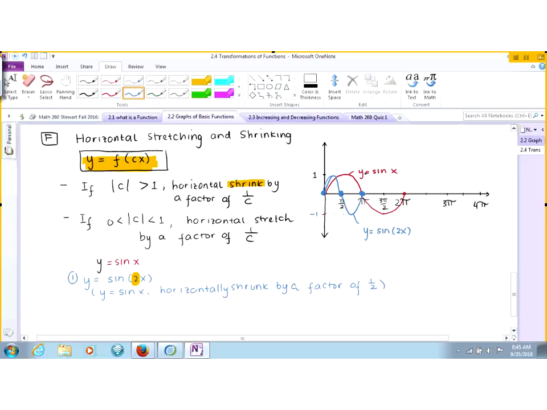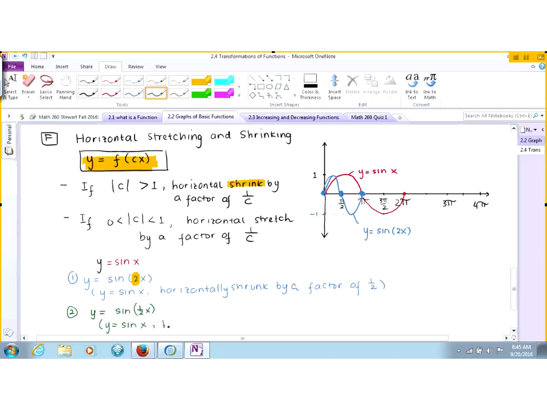The amplitude is so great, it is 1, so it just got switched horizontally. Okay. Now, can you guess what happens when you have y equals sine of half of x?